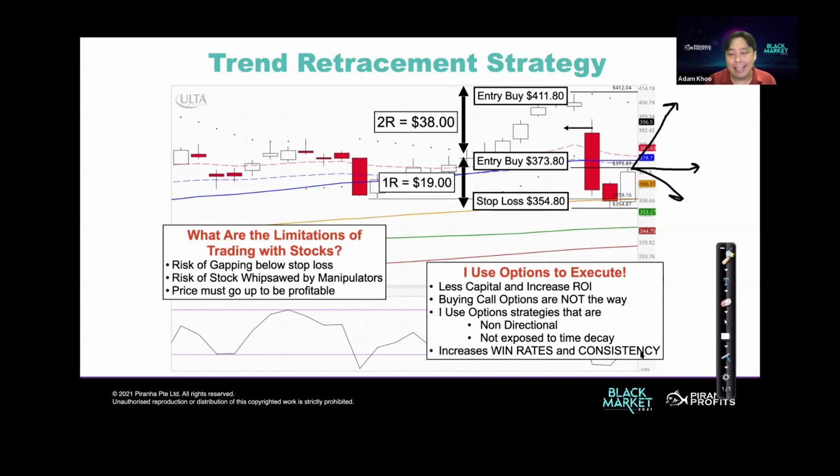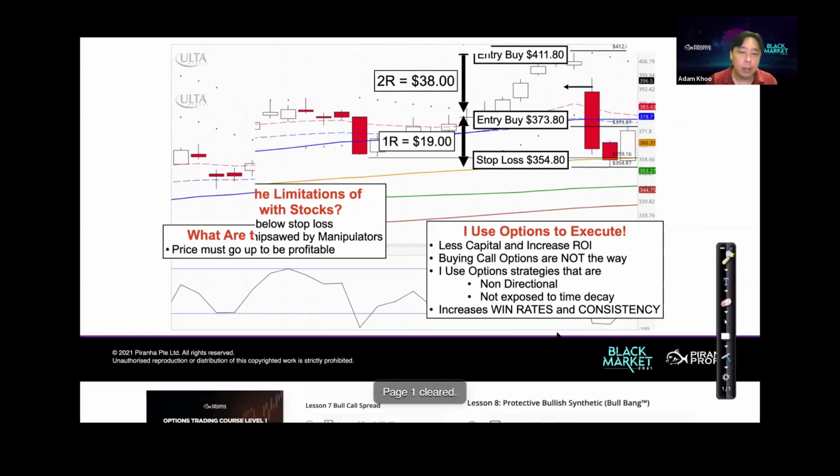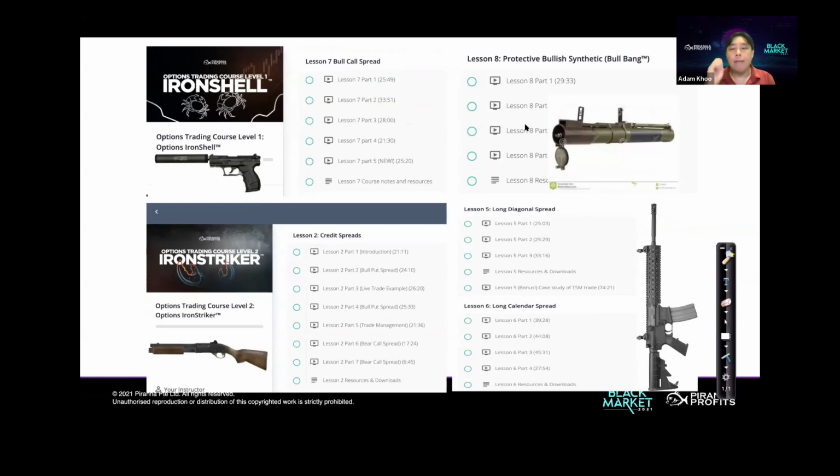So you may say, Adam, what strategies do you use? Now, we have many, many strategies. In the options trading course, we have level 1 and level 2. We have the Iron Shell, which is level 1, and Iron Striker, which is level 2. In the options course, we teach over 18 strategies on options.